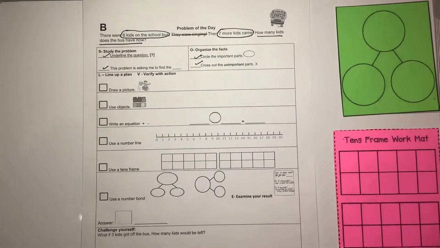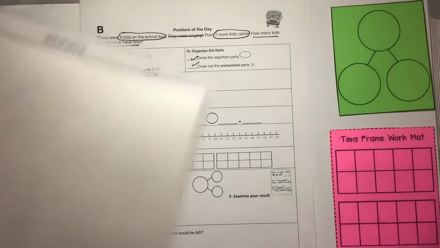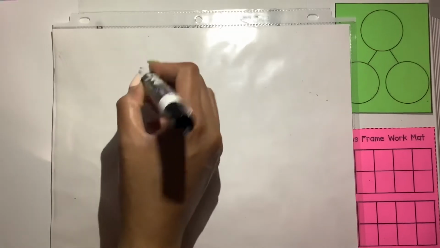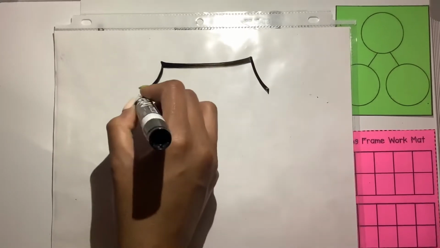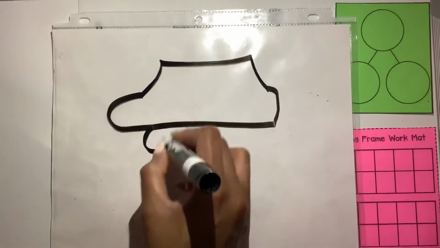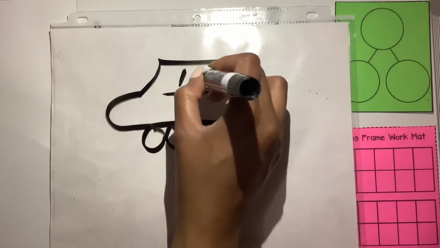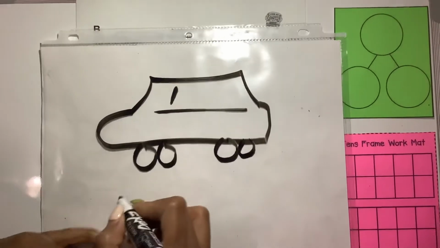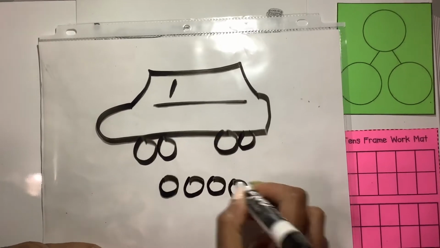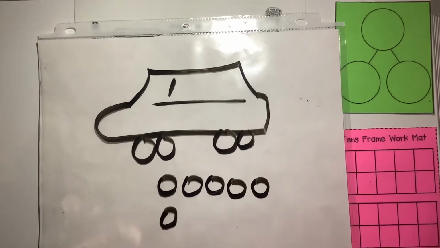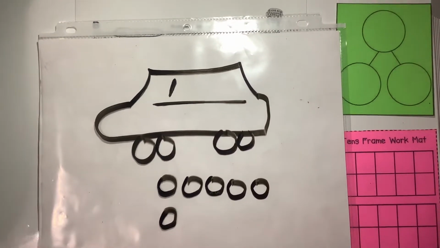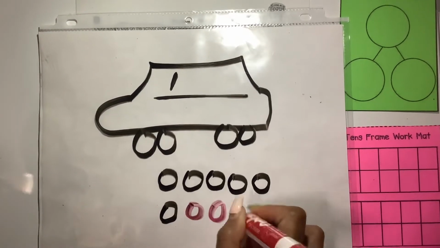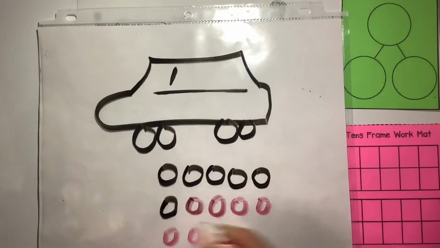Okay, so let's begin by drawing a picture. So we have the school bus. And there are 6 kids on the bus. 1, 2, 3, 4, 5, 6 kids on the bus. And 7 more kids came. 1, 2, 3, 4, 5, 6, 7.